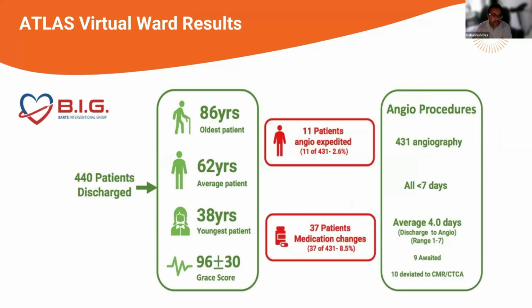This slide is a bit old now. We've now done over 1,200 patients, but the percentages are roughly exactly the same. Only about 11% of those, 2.5% of all our Atlas patients, had to have their angiogram expedited. The vast majority were stable. I think less than 1% had readmission into accident and emergency.